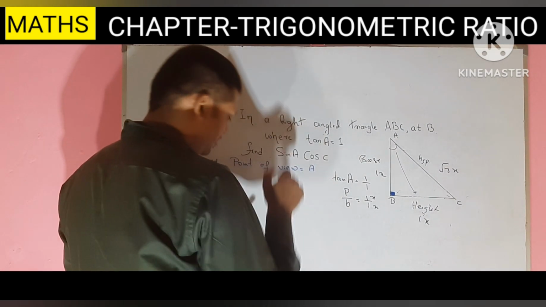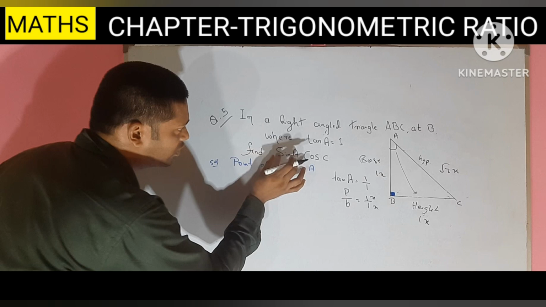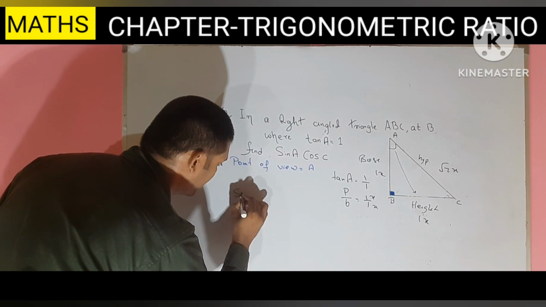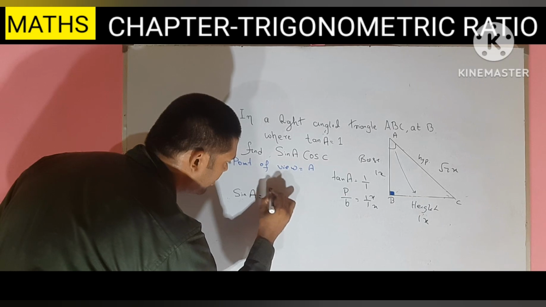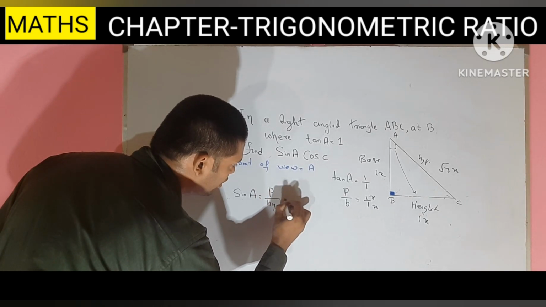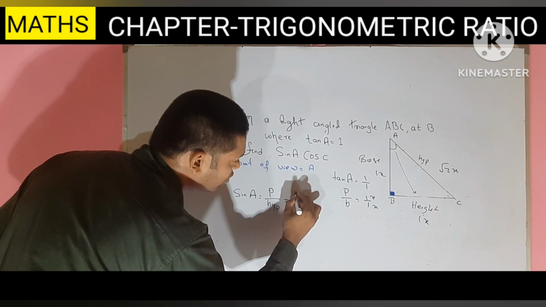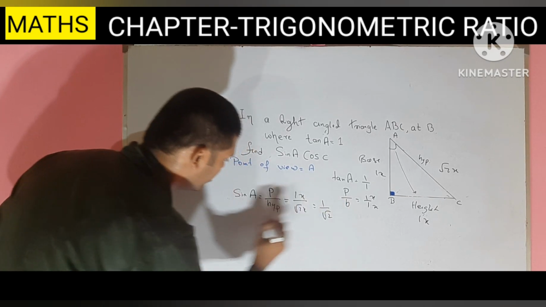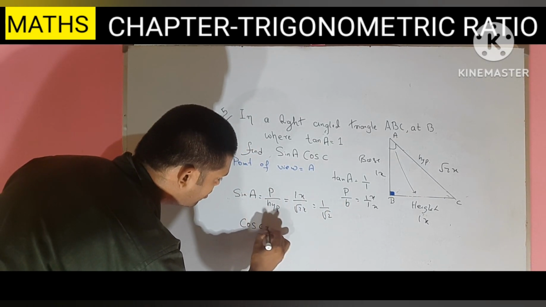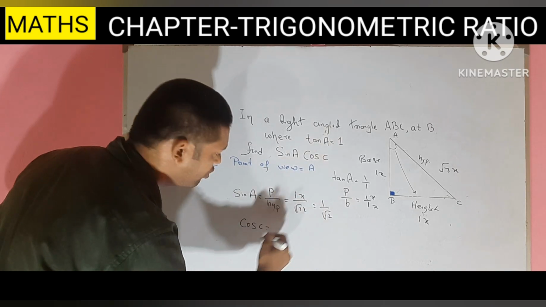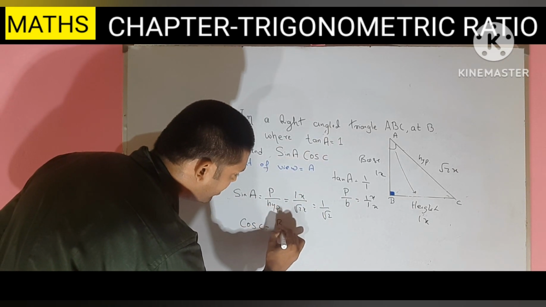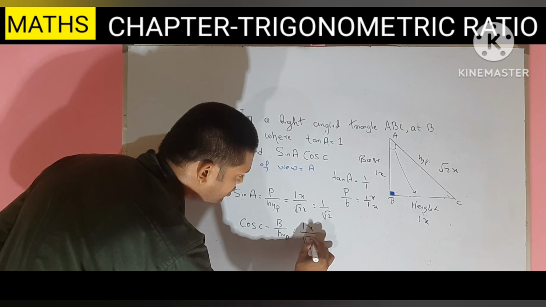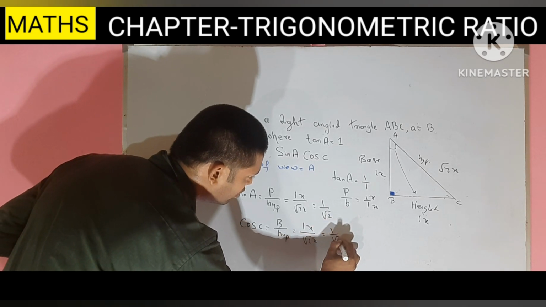So what we do? Find sin A and cos C. We have to find sin A and we have to find cos C. So sin A is equal to, what is the formula? Perpendicular by hypotenuse. So perpendicular is how much? Perpendicular is 1x and hypotenuse is root 2x. So the answer is 1 by root 2. And cos C is equal to base by hypotenuse. So base is how much? 1x. Then hypotenuse root 2x. So 1 by root 2.